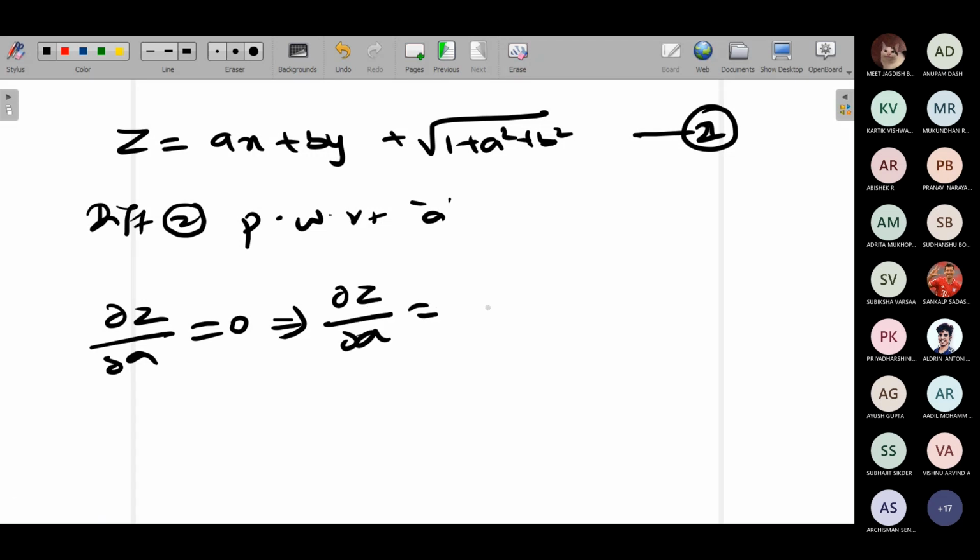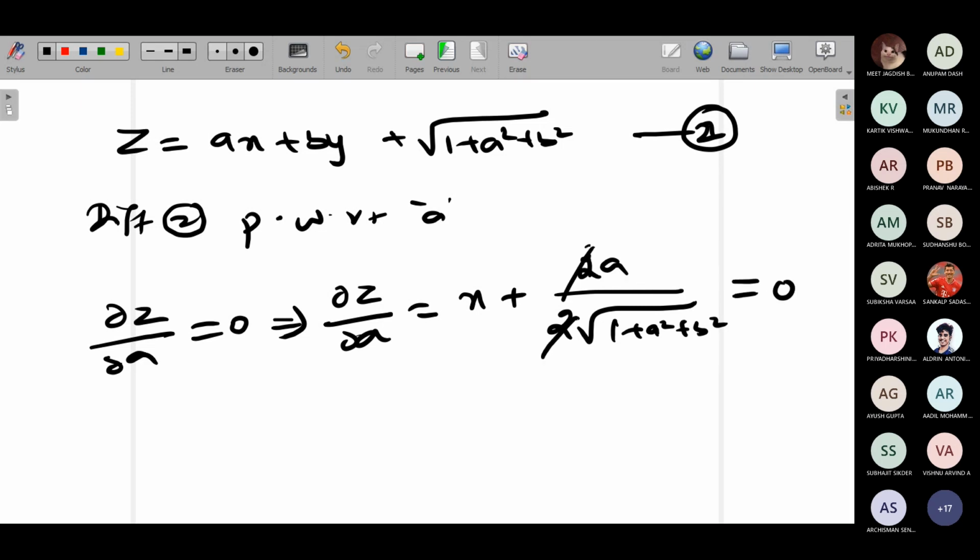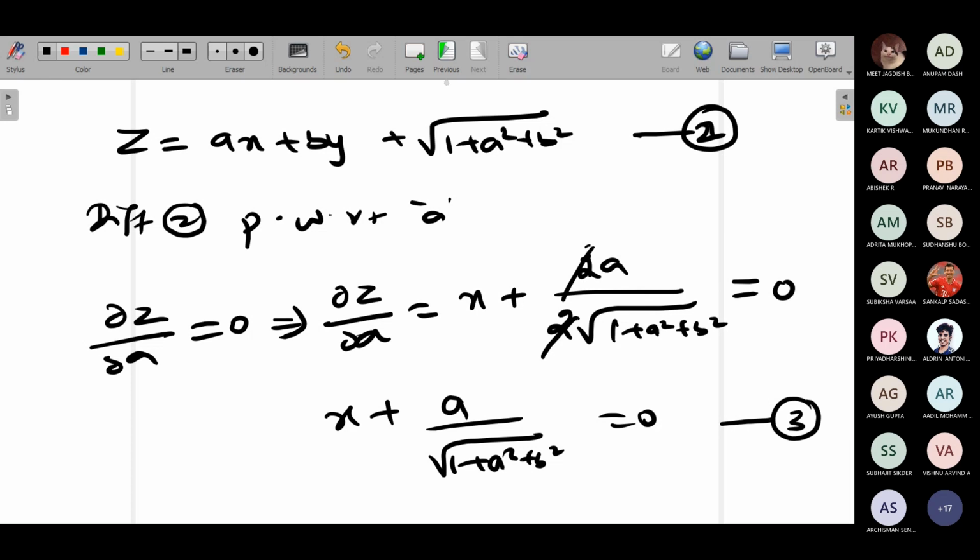When you differentiate this partially with respect to a, dou z by dou a is equal to x plus the derivative of root of 1 plus a square plus b square, which is 1 by 2 root of 1 plus a square plus b square into 2a. The 2 and 2 cancel, so equating to 0, x plus a by root of 1 plus a square plus b square is equal to 0. Take this as equation number 3.